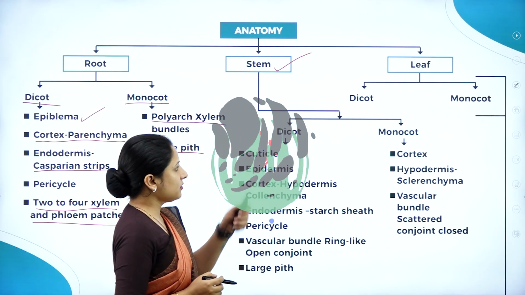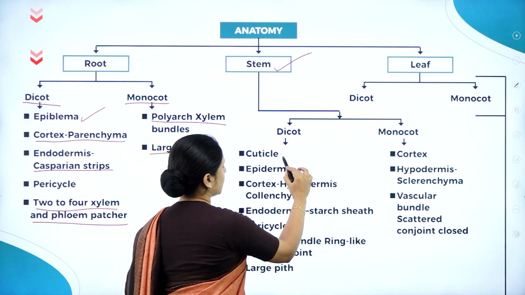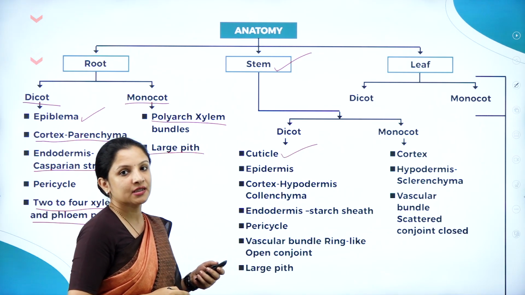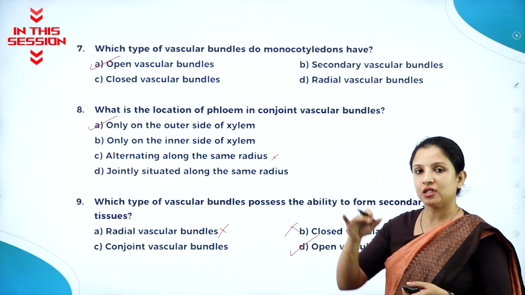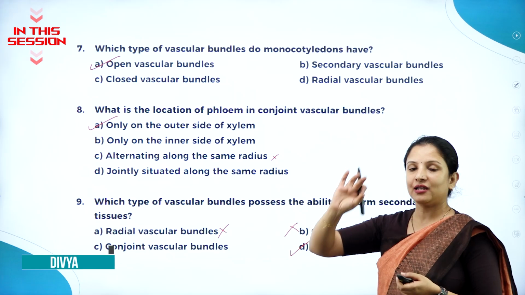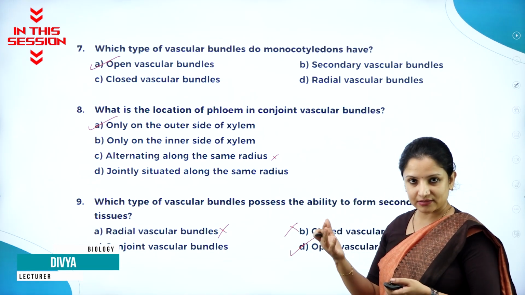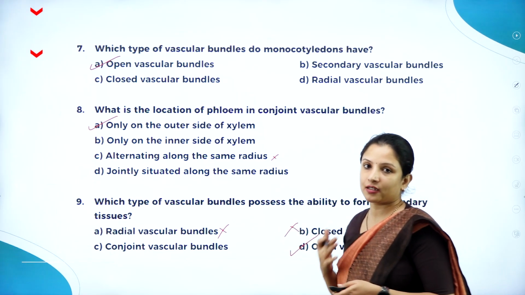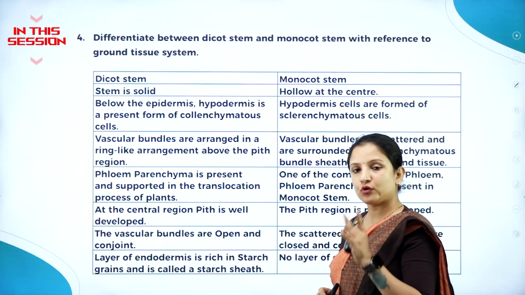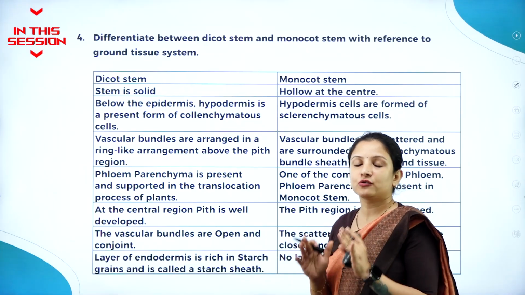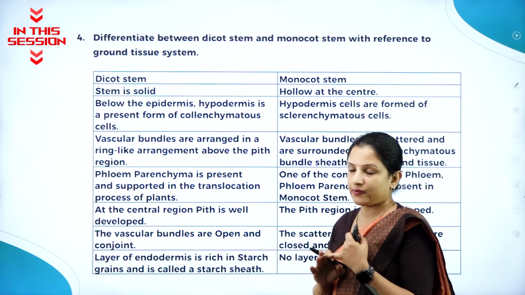Stem in dicot and monocot. So in dicot, the stem is covered by an external covering which is present above the epidermis, which is thick and waxy, and it is called cuticle. In open vascular bundle, between the phloem and the xylem, there is the cambium present, and this cambium will help in the formation of the secondary tissues, that is secondary xylem, secondary phloem and all that. Now you have to differentiate between the two with respect to ground tissue system. Ground tissue system means with respect to the cortex we have to differentiate.